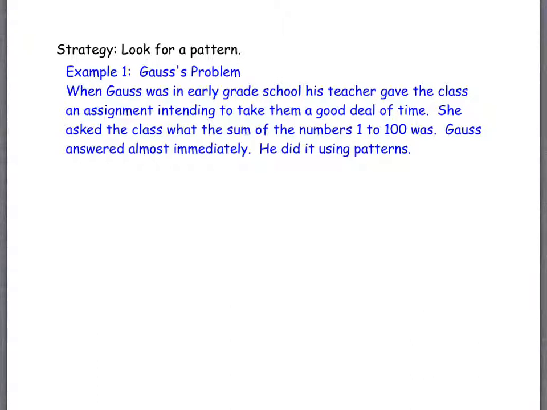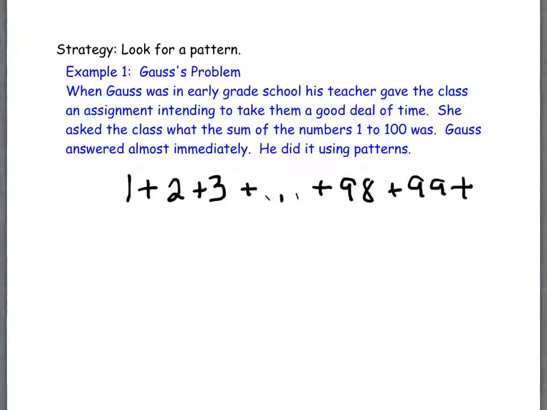We're going to start by writing out, beside each other, these numbers 1 to 100. I'm just going to write the first 3, then put dot, dot, dot, and write the last 3. So what would the last 3 be? 98, 99, and 100.